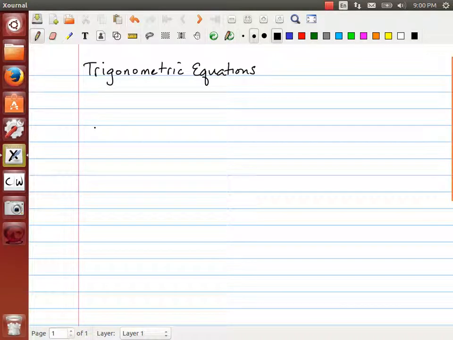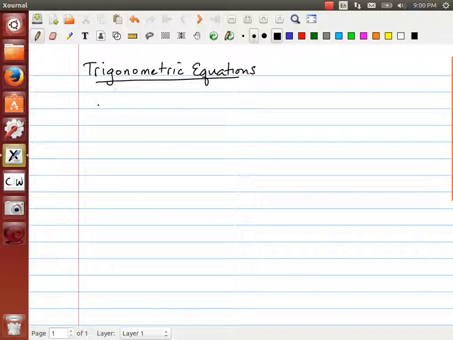For this tutorial, I wanted to take another look at solving trigonometric equations, and in particular I wanted to refer back to another tutorial I've done where I solve simple trigonometric equations, and then I wanted to look at a couple of examples of what I consider to be more complex trigonometric equations.